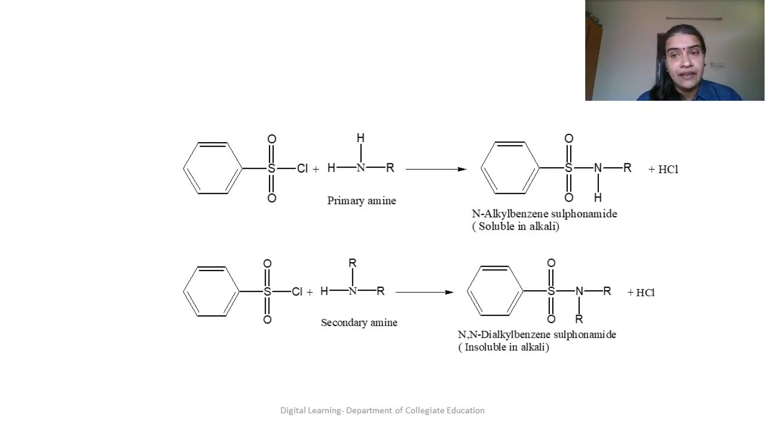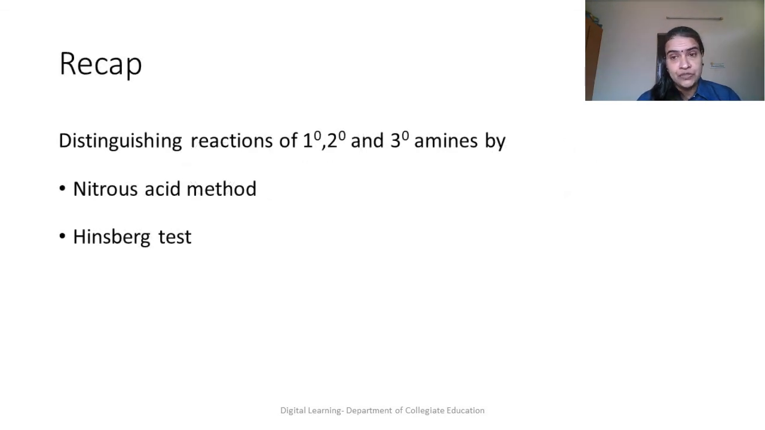So in this way, we can make use of two different ways to make out whether the given amine is primary, secondary or tertiary amine. So this session explains the distinguishing reactions between primary, secondary and tertiary amines, which we can identify by the nitrous acid test or the Hinsberg test.